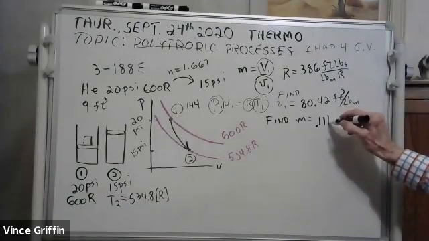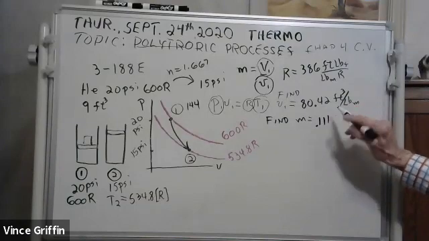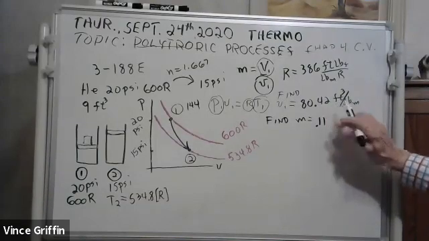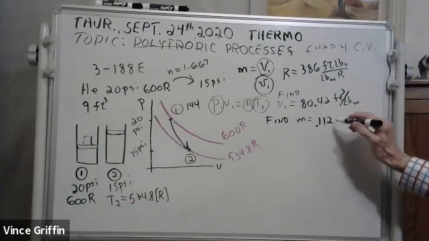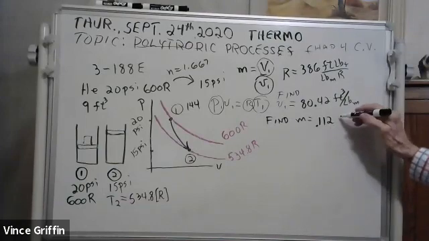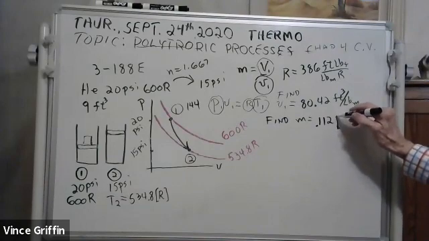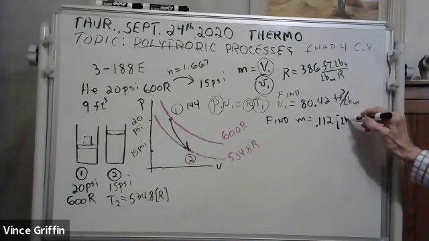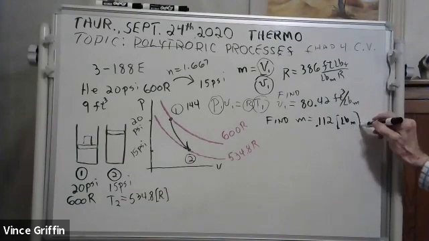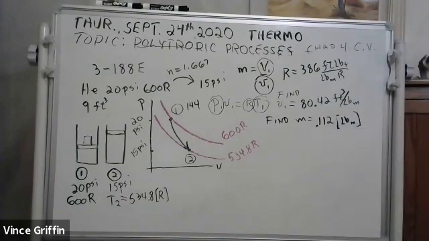Point 11. Yeah, I get pound mass 0.111. I guess you could round it off to 0.112. What do you think? And what would be the units, Nicholas, for that mass? Pound mass. Yes, it's pound mass. Very good. Excellent.